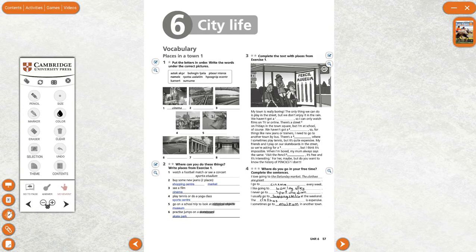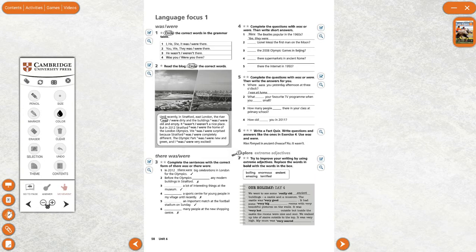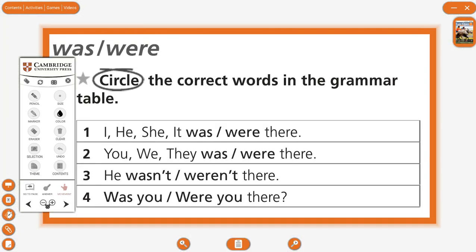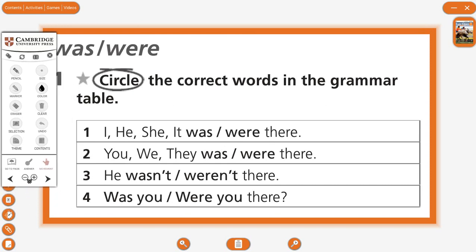Please turn to page 86, language focus. You know we have learned the was verb before, and if you don't remember it, please look at your notebook and read the was verb subject again, and then do these exercises. Look at exercise 1, was verb. Circle the correct words in the grammar table. I, he, she, it, was or were there.